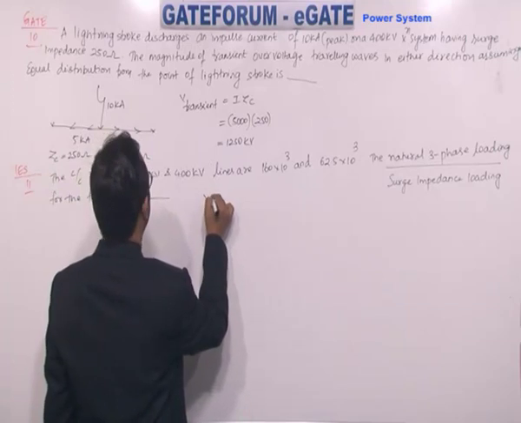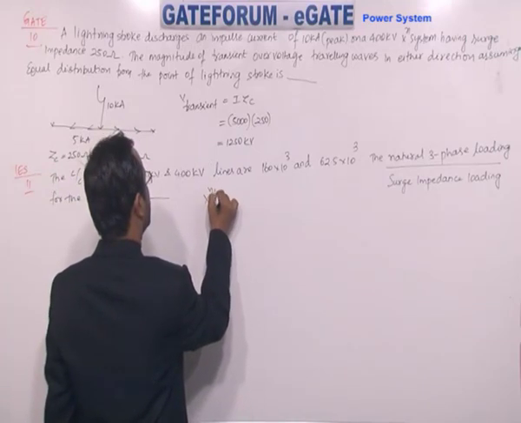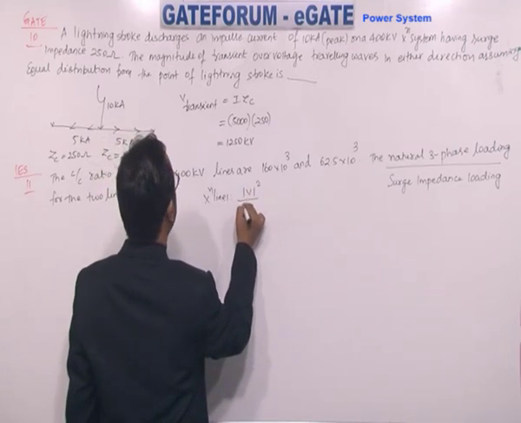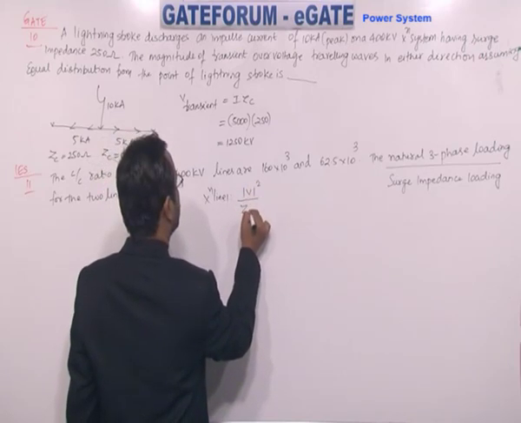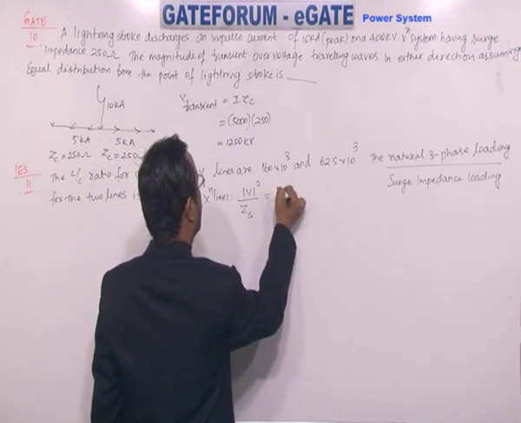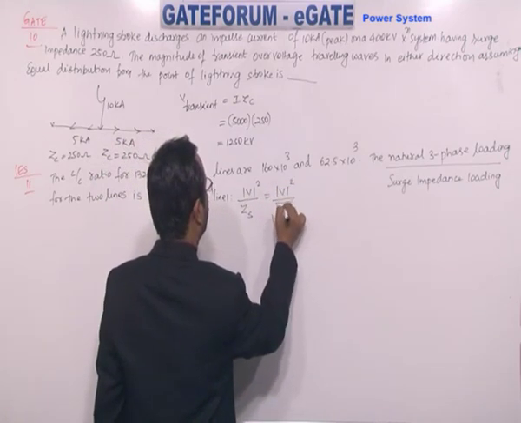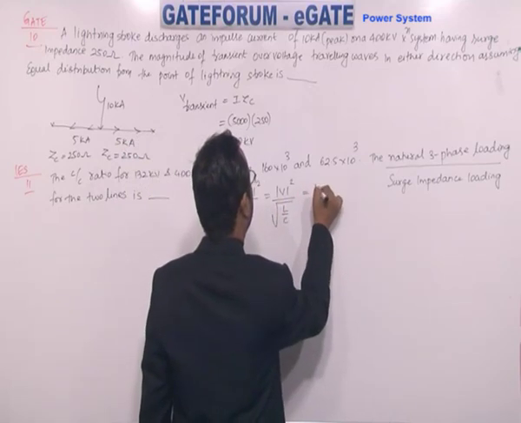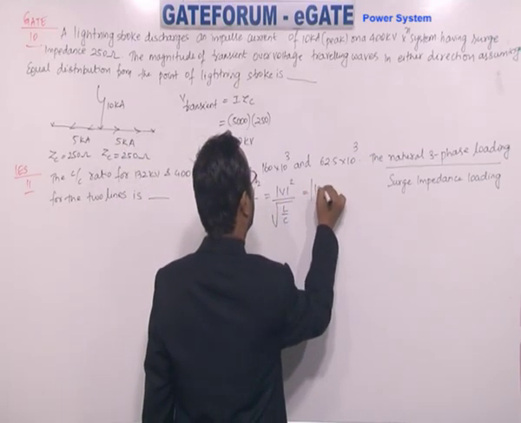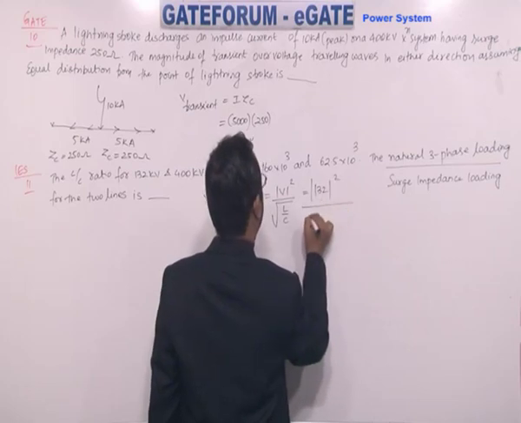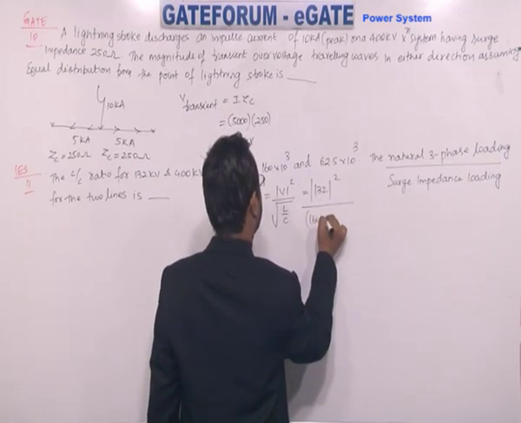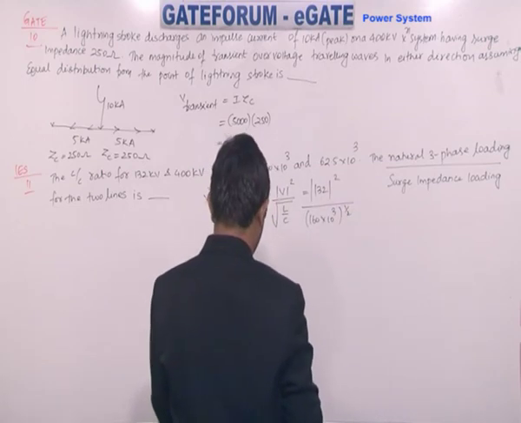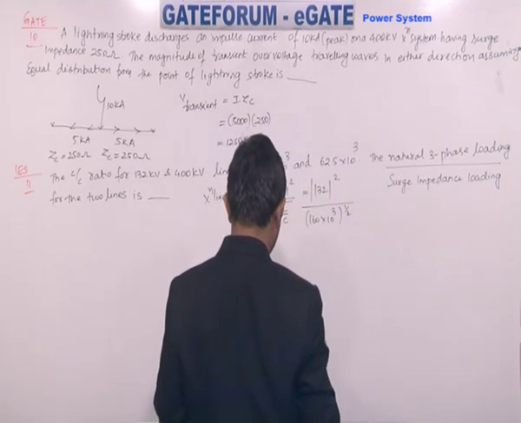So first, to find out for transmission line 1, what is the formula? V square by ZS, where ZS is under root L by C. For 132 kV, L by C how much? 160 into 10 cube under root. So this is what we have to solve here.